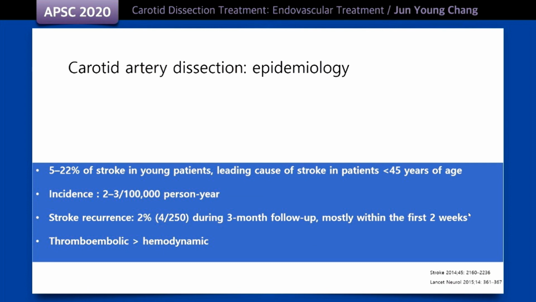Extracranial arterial dissection accounts for 5 to 22% of stroke in young patients and is the leading cause of juvenile stroke. The incidence of carotid dissection was about 2 to 3 per 100,000 person-years, and the risk of recurrent stroke was low, accounting for 2% during the 3 months follow-up period, with most recurrence within the first 2 weeks. Thrombus formation-induced embolisms at the dissection site are a major pathomechanism of ischemic stroke.